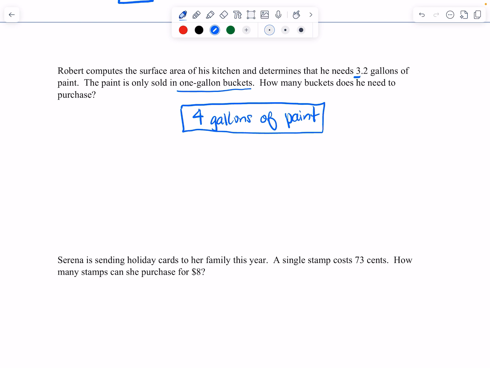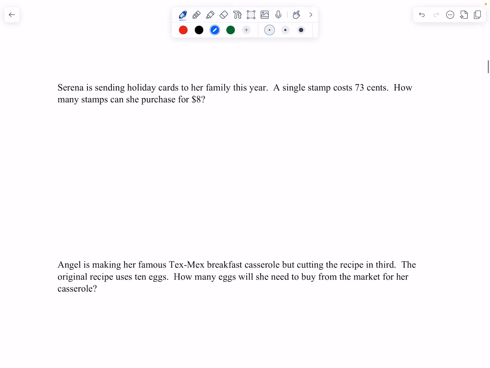Okay, so let's talk about Serena here. Serena is sending holiday cards to her family this year. A single stamp costs 73 cents. How many stamps can she purchase for $8? Okay, so we got to divide this and see how many stamps we can get, first of all. So I'm going to do that.